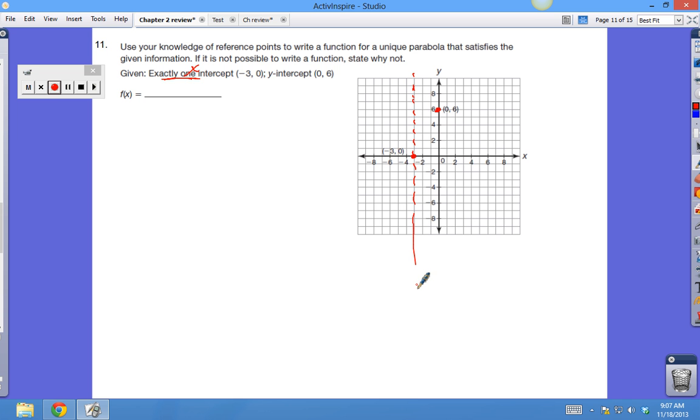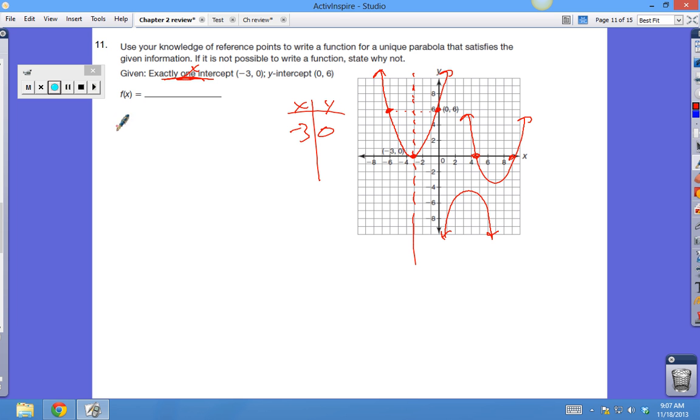it is your vertex. So it's going to come down and touch the x-axis only once. Parabolas could come down and touch the x-axis twice, or they could never touch it at all. So each parabola can have one crossing, two crossings, or 0 crossings. If it only has one crossing on the x-axis, that is your vertex. So here we go. My vertex happens to be at -3, 0.